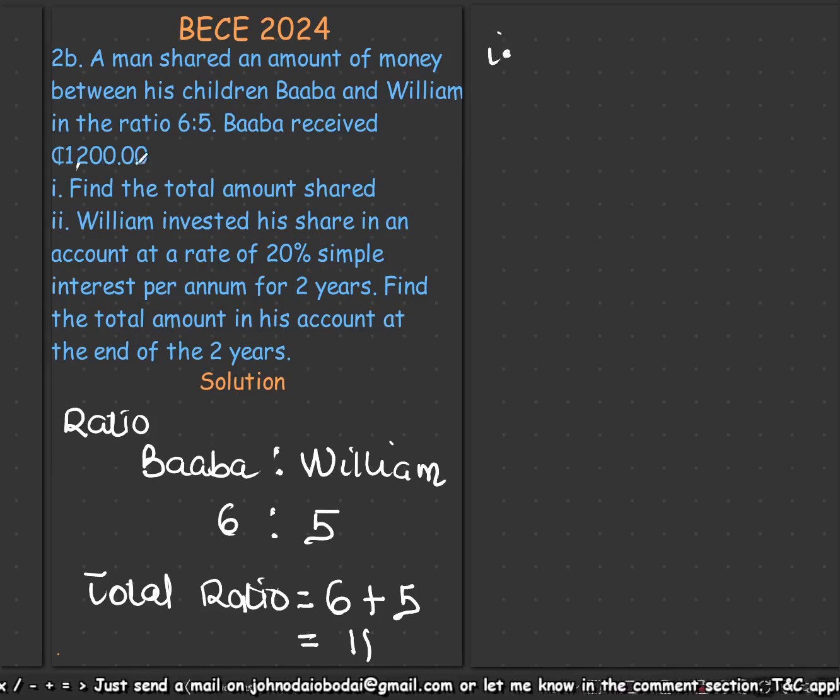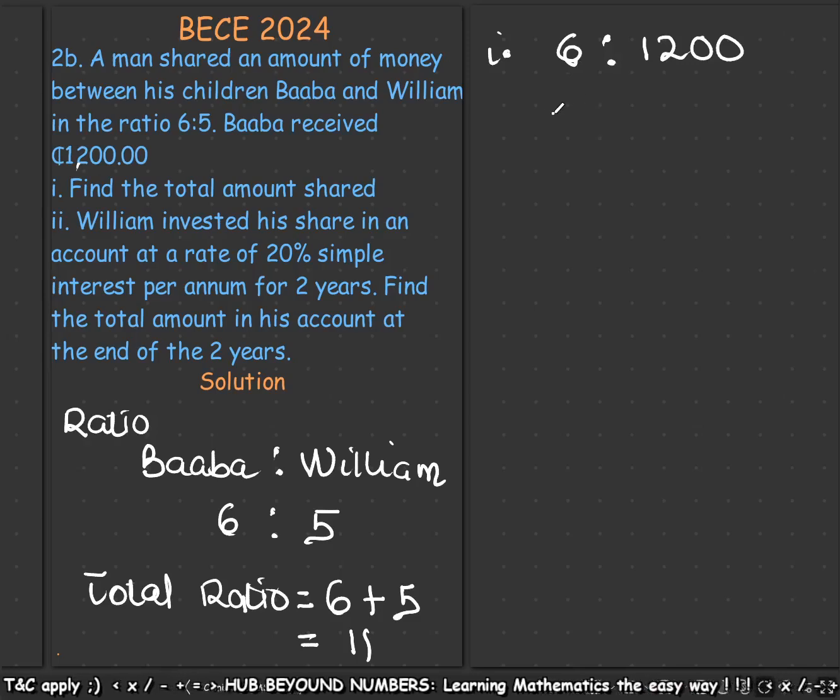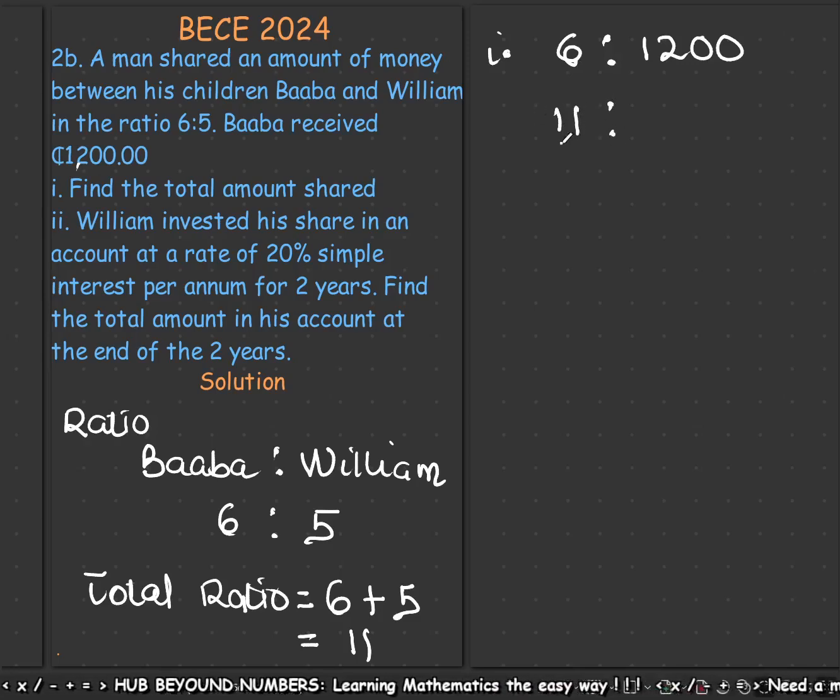Now, whose portion do we have? We have Baaba's amount she received, and her ratio corresponds to 6. So we say that if 6 is giving us 1,200, then 11 will give us more. So what then would 11 give us? And mind you, where are we getting this 11 from? The 11 is from the total ratio. The total ratio will represent the total amount shared. So if 6 is giving us 1,200, then 11 is giving us more.